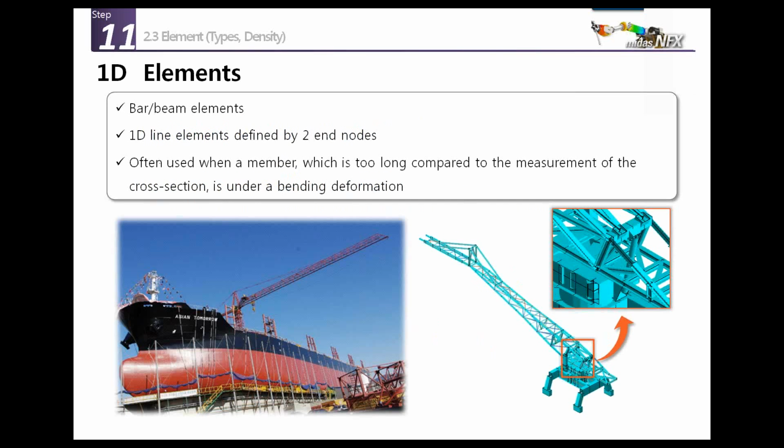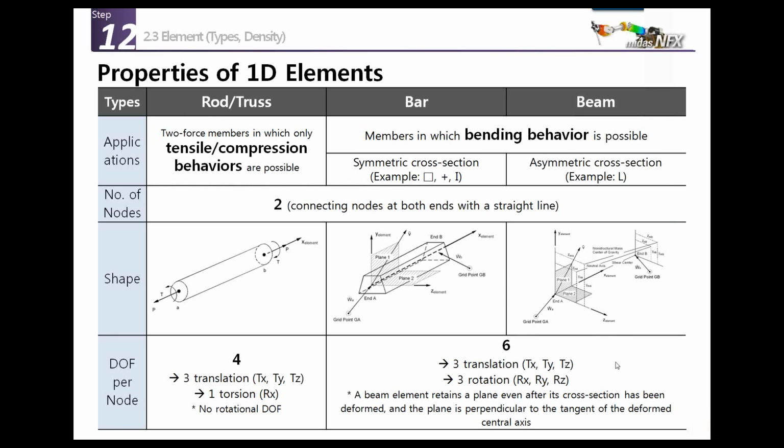Now let's explain in which situation you need to use 1D elements. So 1D elements, basically bar and beam elements, are defined by 1 line element and 2 end nodes, and they are usually used when a member is too long compared to the measurement of the cross section, so when it is under bending deformation. These are the properties that can be assigned to this, so I will not really detail that.